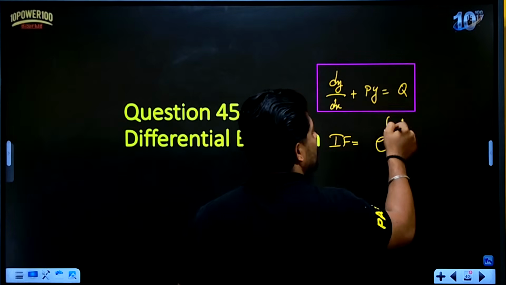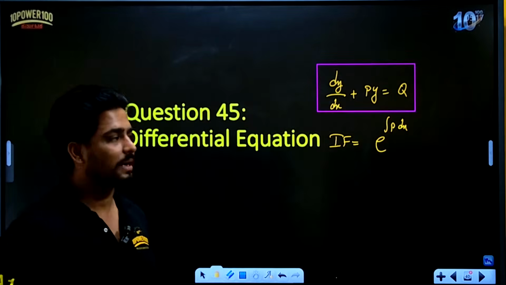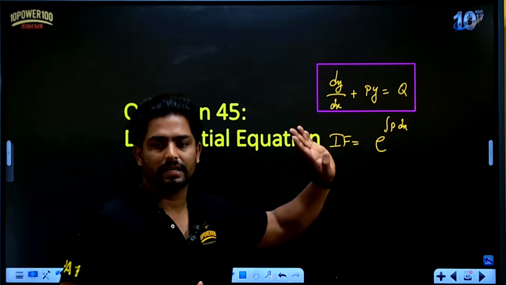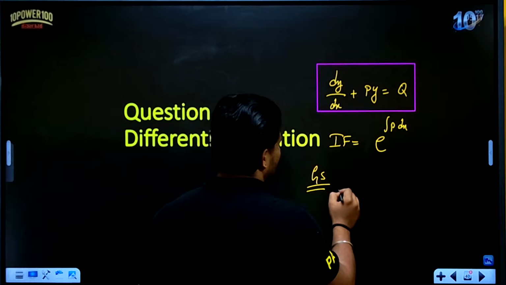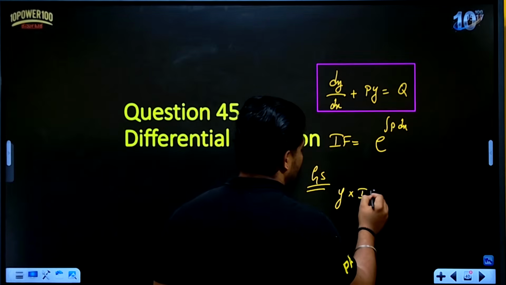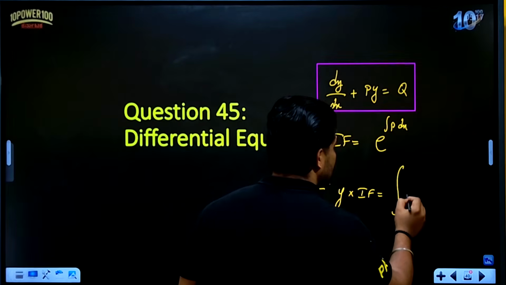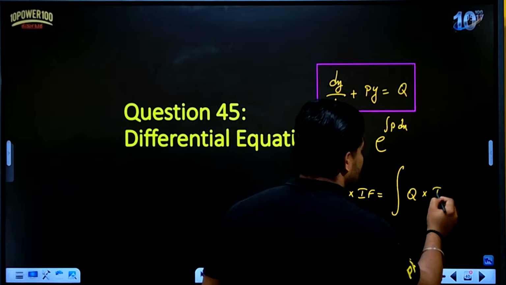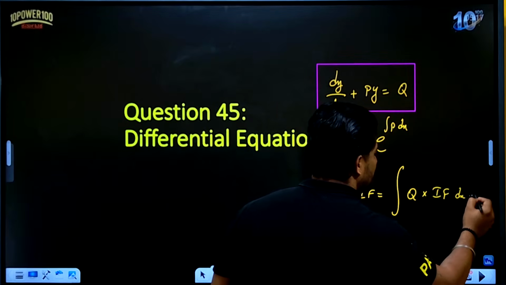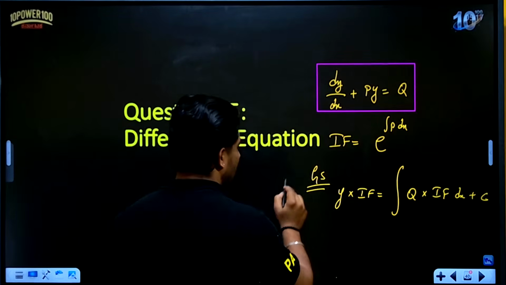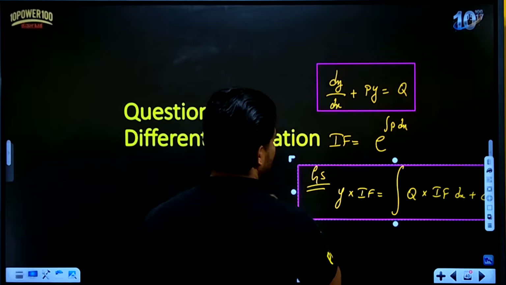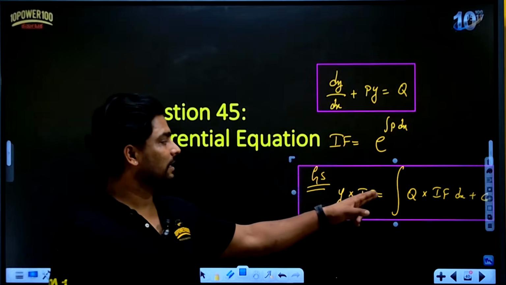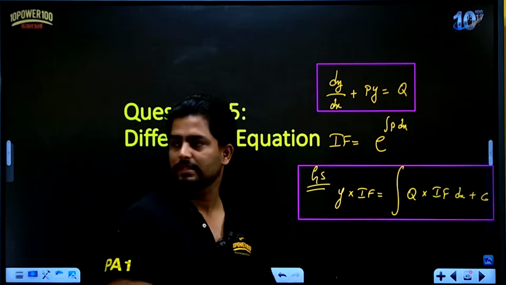Whatever p is here, we integrate it in the exponential's top. So this is e to the power integration of p dx. This is the first formula. Next, general solution. So general solution is y into integrating factor is equal to integration of q into integrating factor dx plus c. So this is the formula. This is a very important formula. Many people miss it here. So do it carefully. So general solution is y into integrating factor is equal to integration of q into integrating factor plus c is the formula.